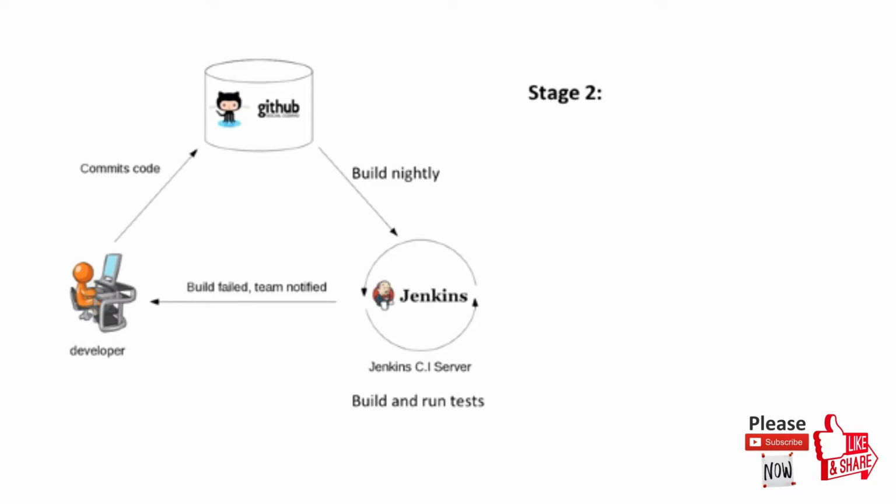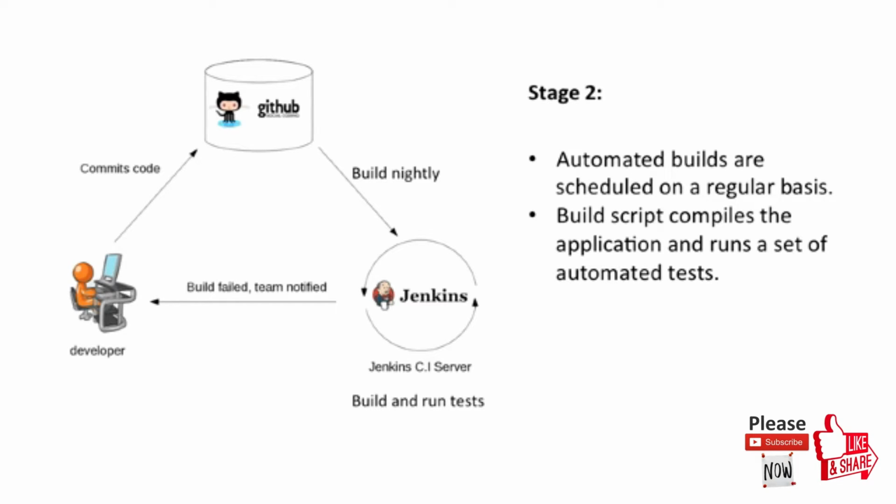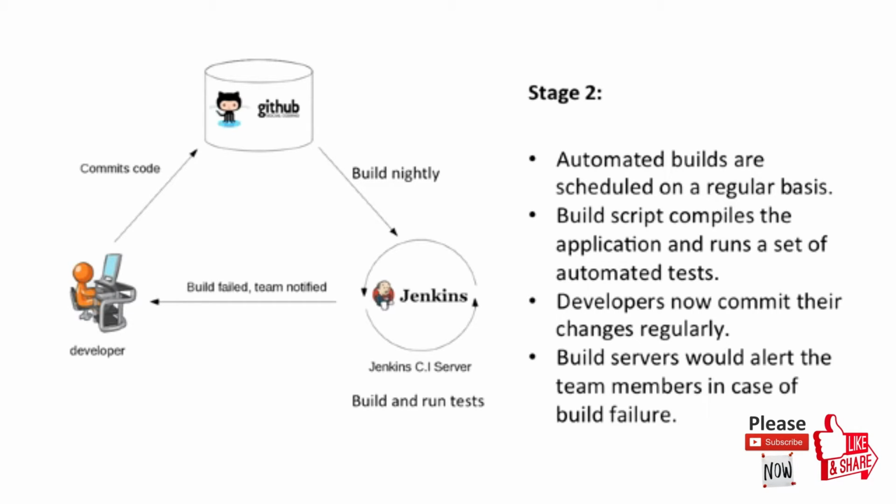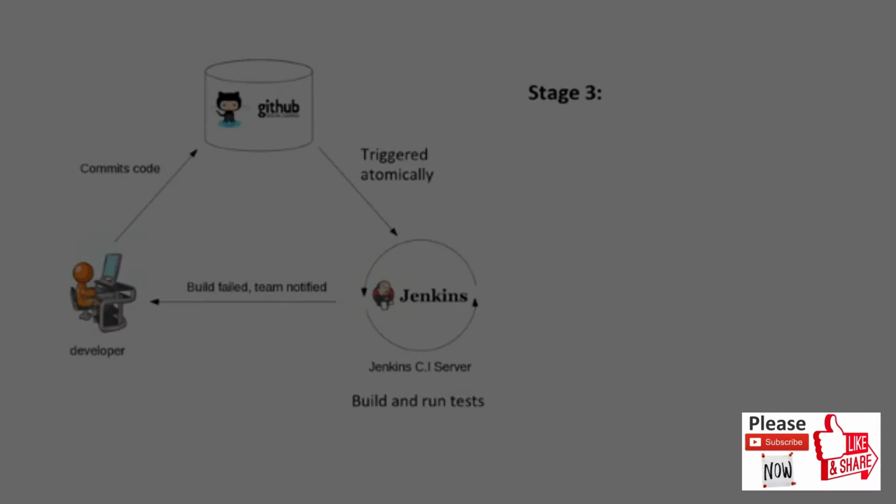Stage 2. The team has a build server, and automated builds are scheduled on a regular basis, typically on a nightly basis. This build script would compile the application and run a set of automated tests. Developers now commit their changes regularly, usually at the end of every day. If a developer's commit conflicts with another developer's work, the build server would alert the team members.